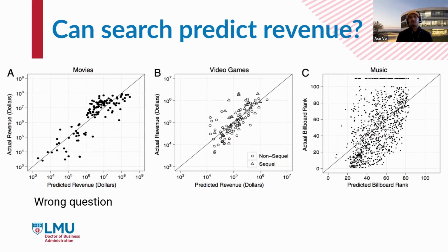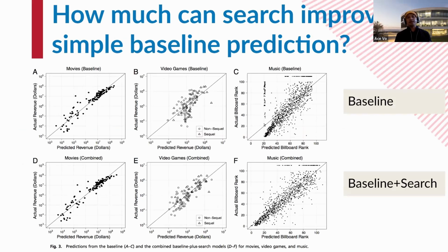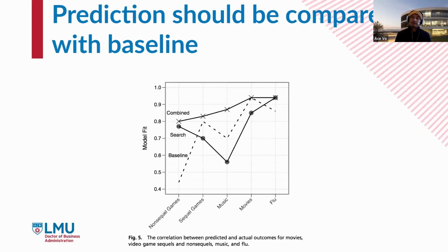The problem is that we ask the wrong question if we ask, can search predict revenue? The better question to ask is, can we use search to improve a simple baseline prediction? Here on top is the baseline, and at the bottom we add search into this baseline and see whether we can use search to predict. As you can see, movies don't add much, video games slightly, but music with search actually increases over the baseline quite a lot more. So these are the types of right questions we should ask when we're doing computational methods. At the end of the day, the prediction should be compared with the baseline.